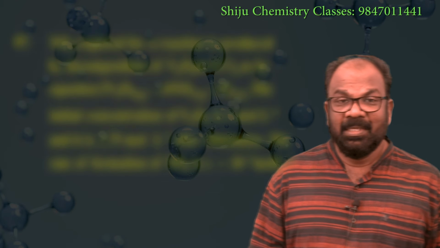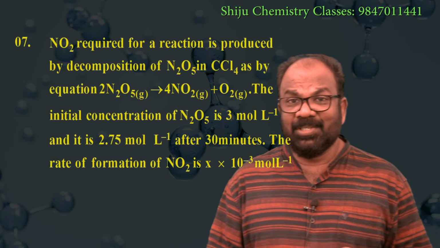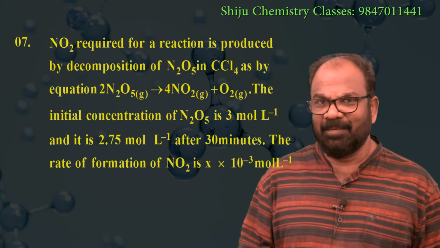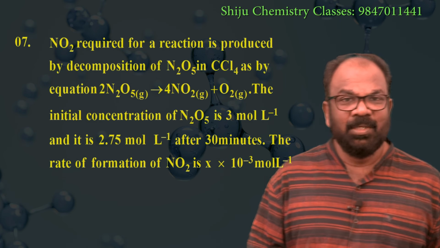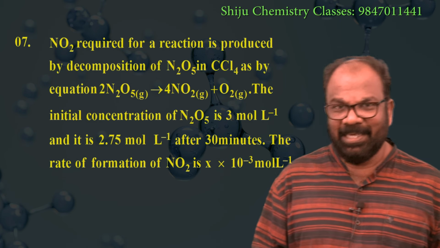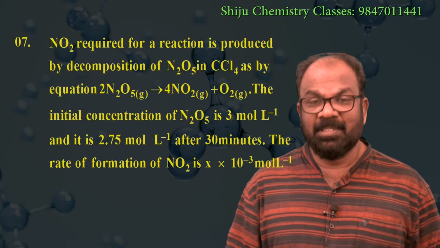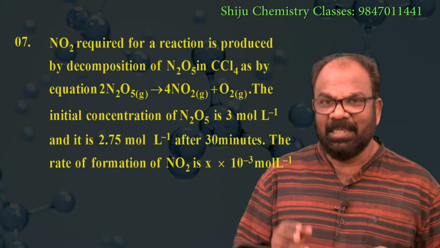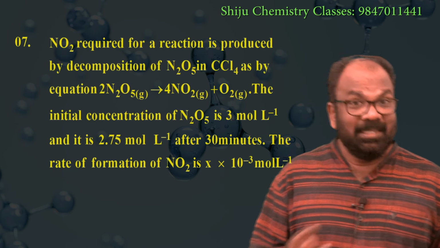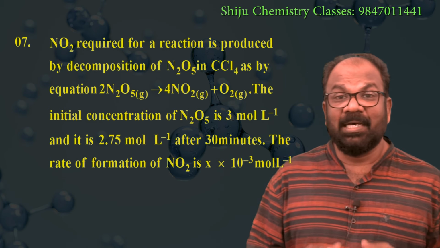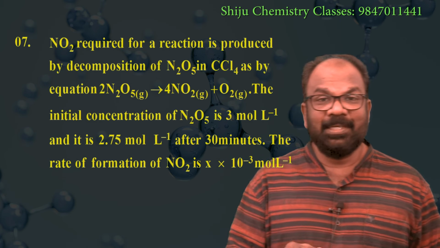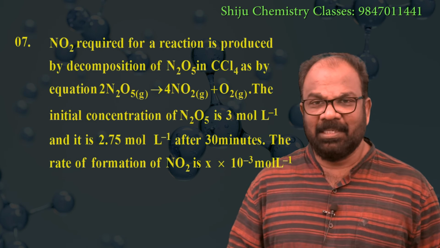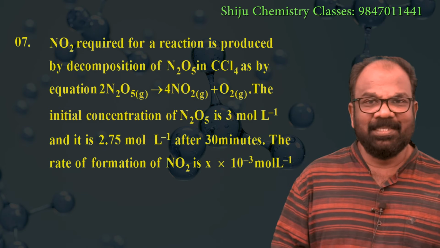Question number 7. NO2 required for a reaction is produced by decomposition of N2O5 in CCl4 as by the equation 2N2O5 gas gives 4NO2 gas plus O2 gas. The initial concentration of N2O5 is 3 moles per liter and it is 2.75 moles per liter after 30 minutes. The rate of formation of NO2 is X into 10 raised to minus 3 moles per liter. The value of X is dash.